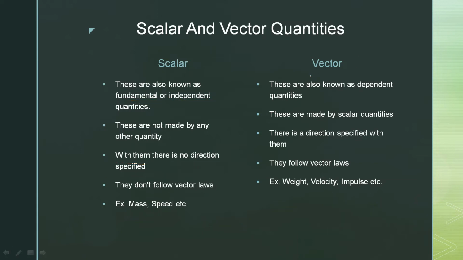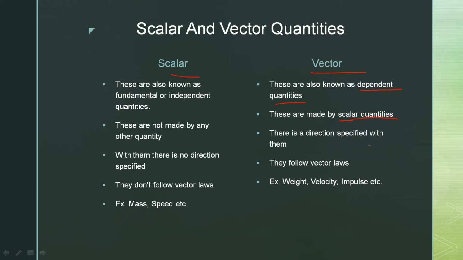So let's proceed to the vector quantities. These are also known as dependent quantities. They depend on other quantities. These are made by scalar quantities. Whenever you multiply, divide, or use any other method on scalars, you form vector quantities. That's why they are dependent. They are dependent on scalars.